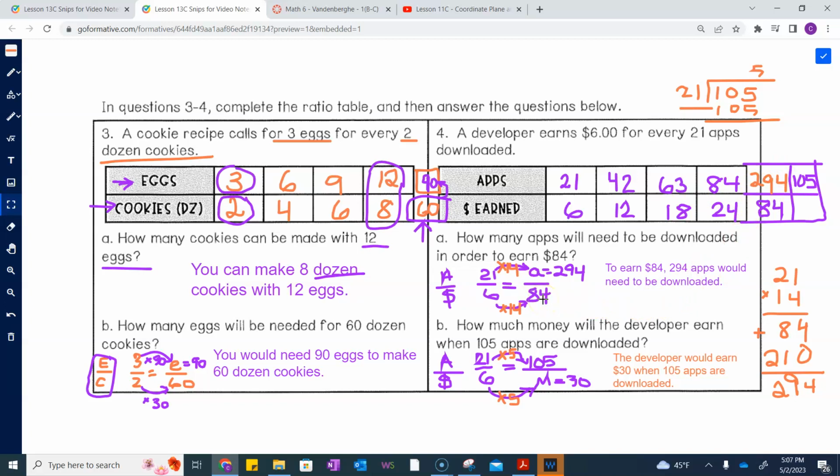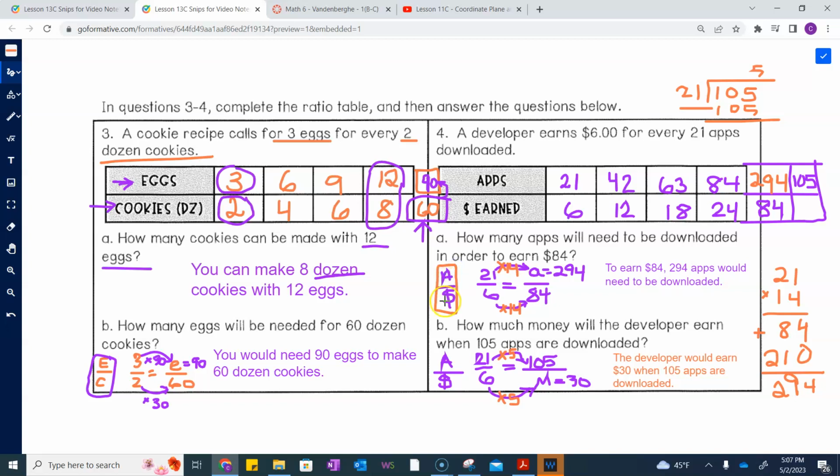If we have $84 earned, then we need to figure out how many apps were downloaded if $84 were earned. So to justify my answer, to work it out, I did a little proportion, or 2 equivalent fractions. When I set up this equation, we call it a proportion. And off to the side here, I wrote little symbols to keep my numbers straight.